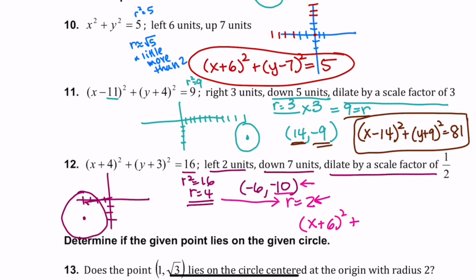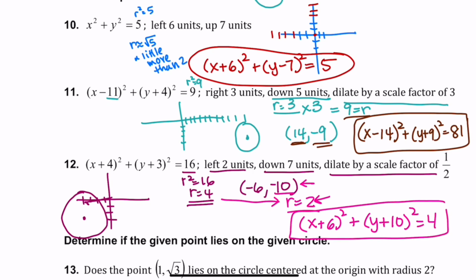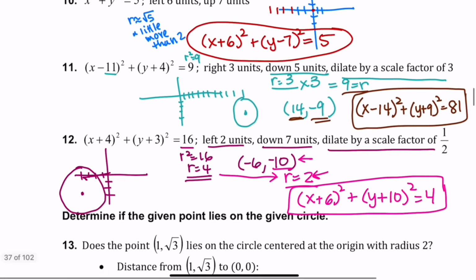And then we have a negative 10 here. It's going to become y plus 10 squared equals our radius of 2 squared, so radius squared is 4. And that would be the equation of that circle.